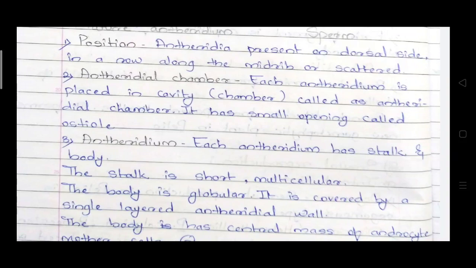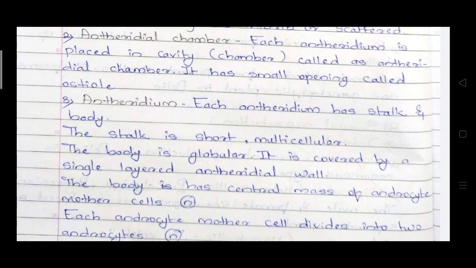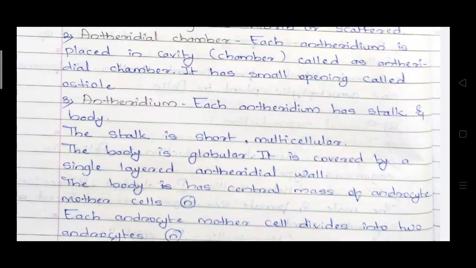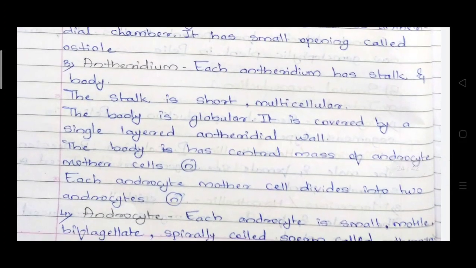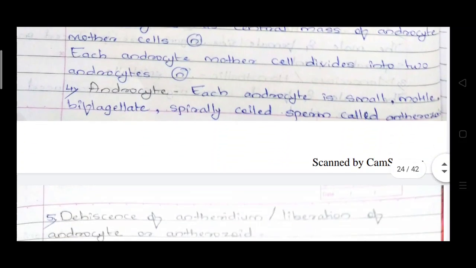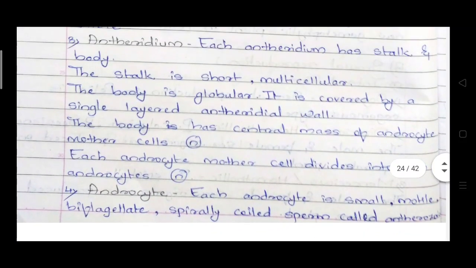The stalk is short and multicellular, and the body is globular and covered by a single-layered antheridial wall. The body has a central mass of androcyte mother cells. Each androcyte mother cell divides into two and forms the androcytes. These androcytes are small, motile, biflagellate, spirally coiled sperms called antherozoids. So this is the structure of the antheridium.